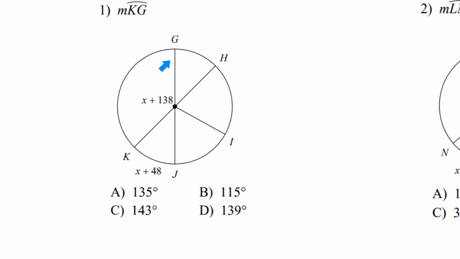Okay, so on this one, it's talking about this being x plus 138 and this being x plus 48. How many degrees is it from G all the way around to J? 180. So I know this plus this is going to equal 180, okay? So it's going to look like this. x plus 138 plus x plus 48 equals 180.